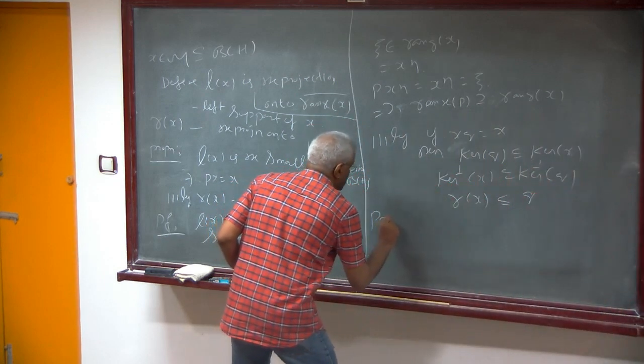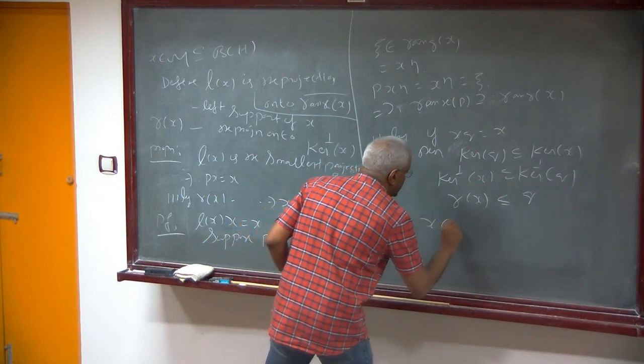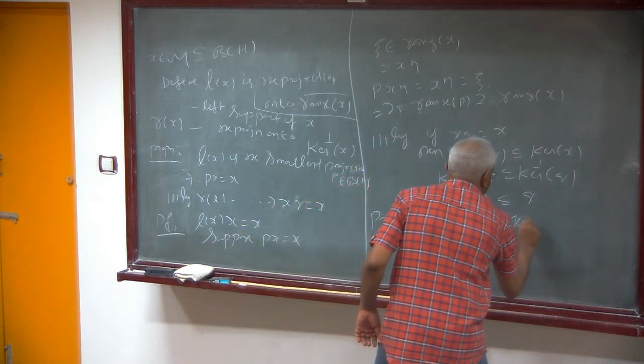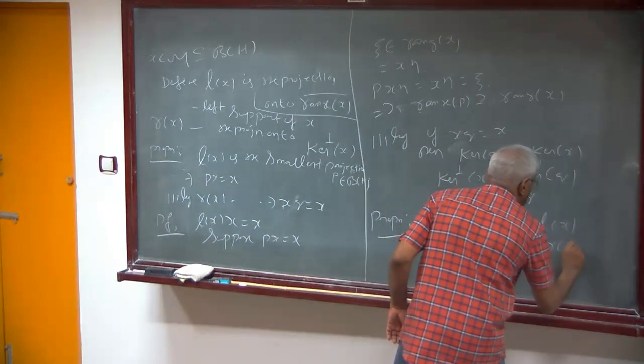So the next proposition: if X is in the Von-Neumann algebra M, then L of X and R of X are in M.